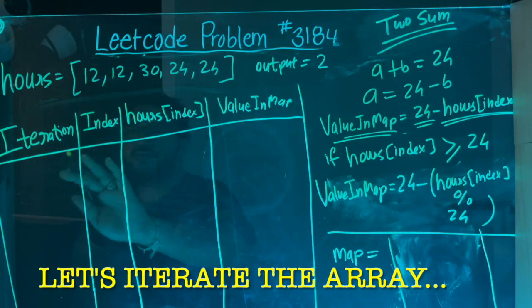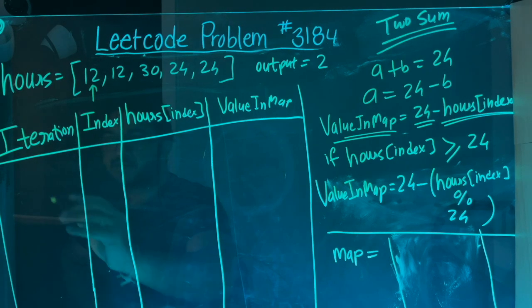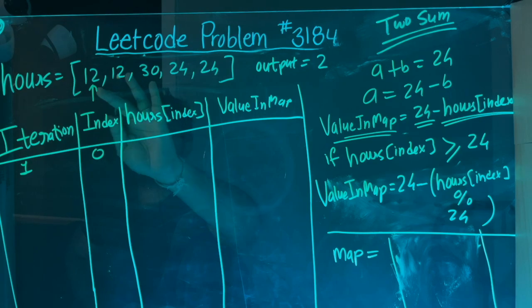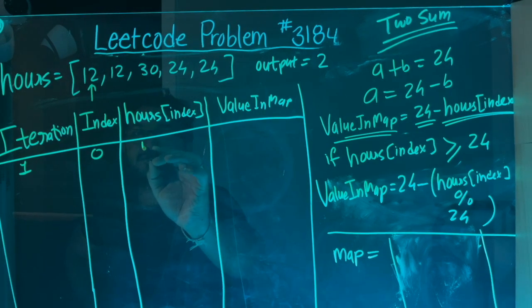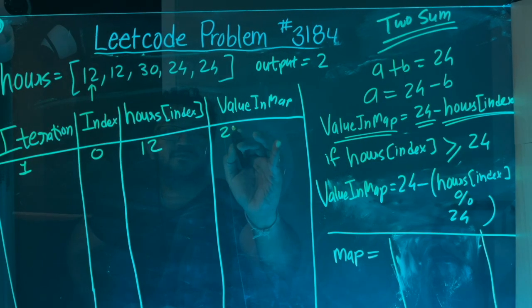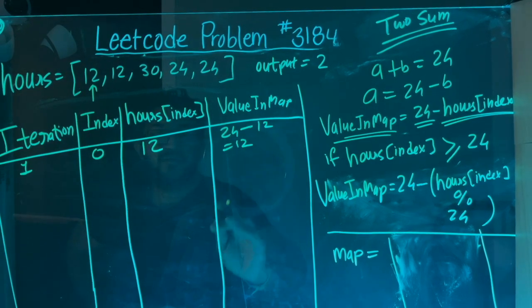So for our first iteration, our index is at 0. The value of hours of index is 12. Now the value in the map is 24 minus hours of index, that's 12. We are going to find whether 12 is in the map. There is not. The map is empty.